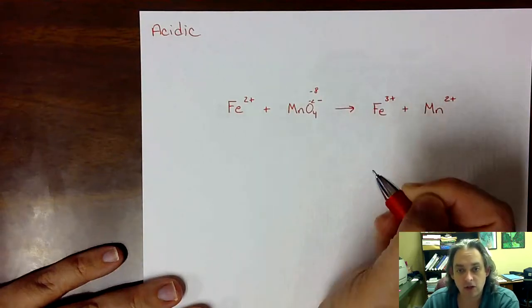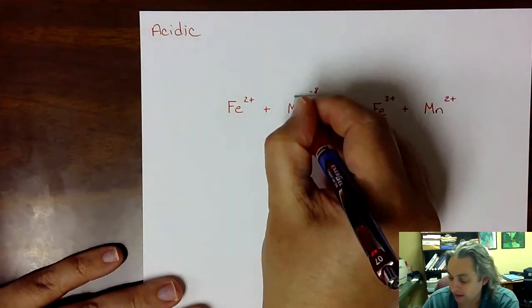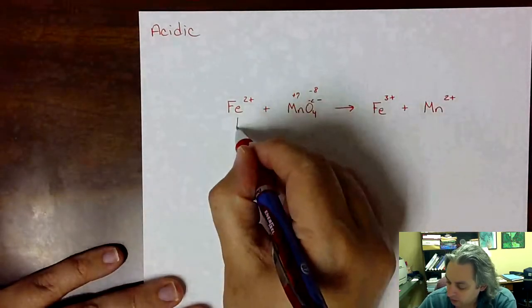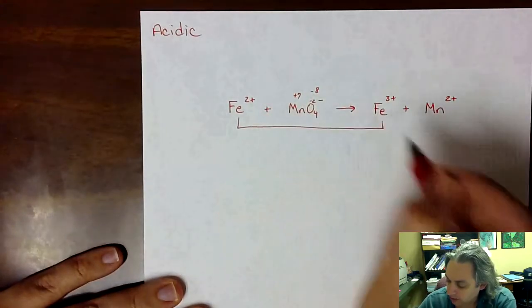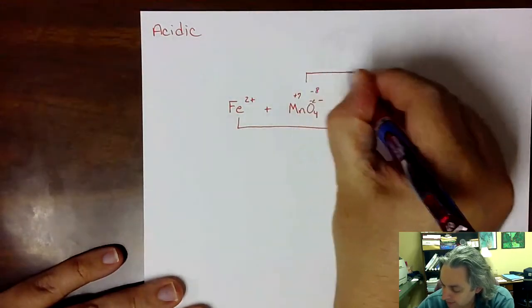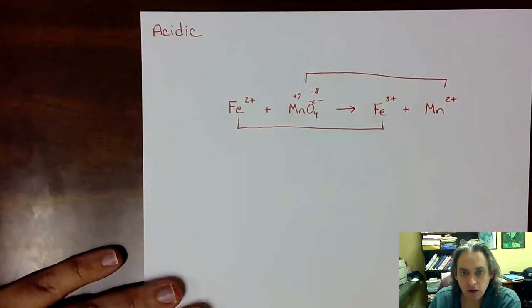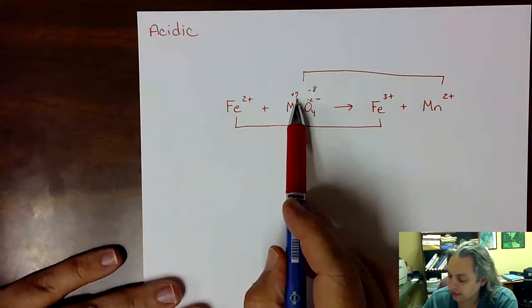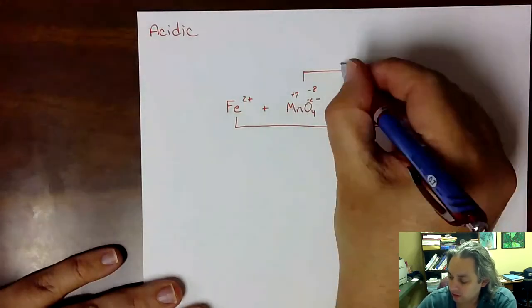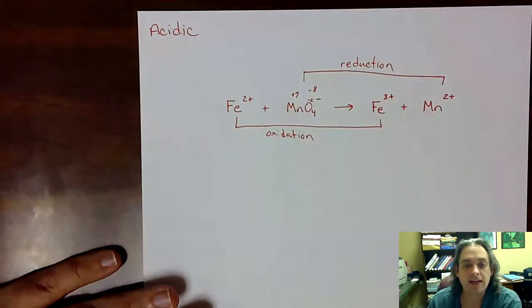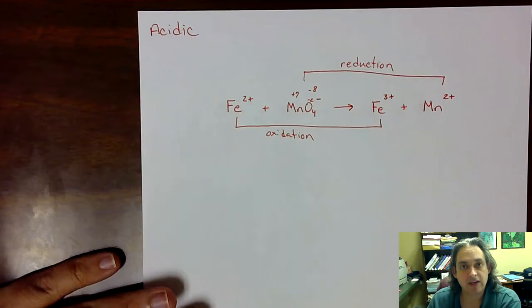This whole thing is going to be a -7, so that means its manganese is a +7. And so here we have the iron 2+ goes to an iron 3+, and the manganese goes from a +7 to a 2+. So here we're increasing in oxidation numbers. Here we are decreasing. And so this is reduction, and this is oxidation. Now that we know what is being reduced and what is being oxidized, we can write our half reaction.